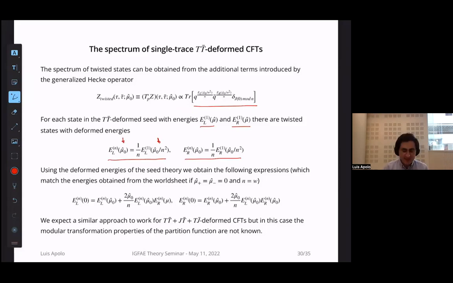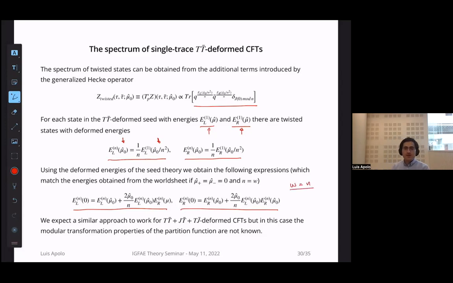So now if I use the expressions for the undeformed energies that I know from the TTbar literature, just these square roots, I can find the relationship between the deformed and undeformed twisted states, which are given like this. And these expressions match exactly the spectrum you get from the worldsheet if you identify the winding with the twist of the state.